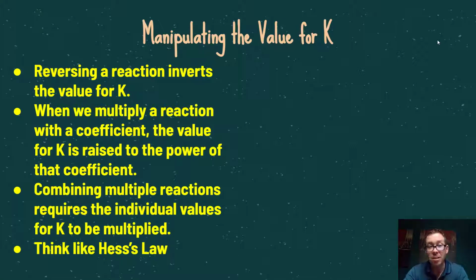Reversing a reaction inverts the value for K. So instead of it being K, it's 1 over K. Remember with Hess's law, we just flip the sign, but in this case, we need to flip our reactant and product. Remember that it's in a fraction, so we have to do that.